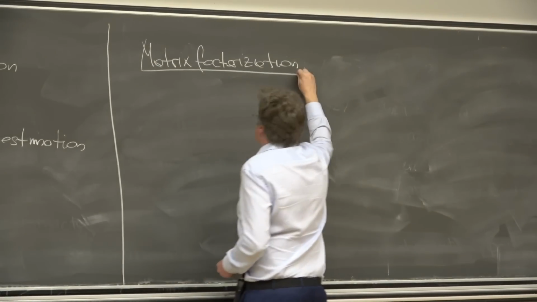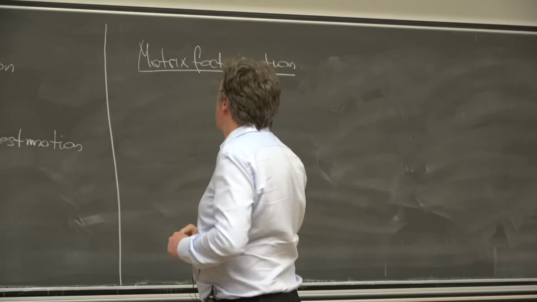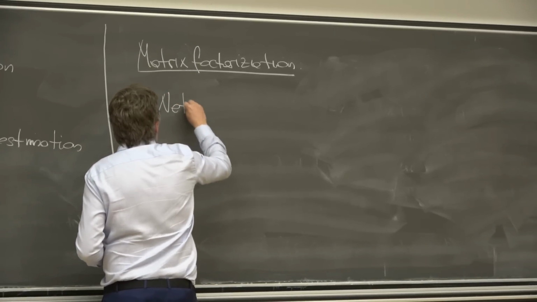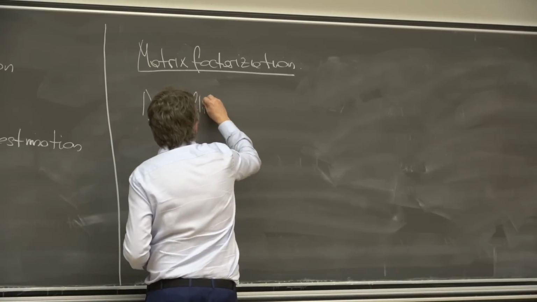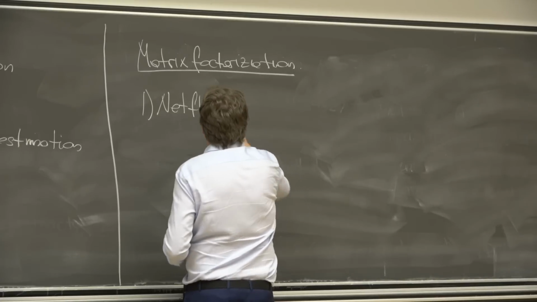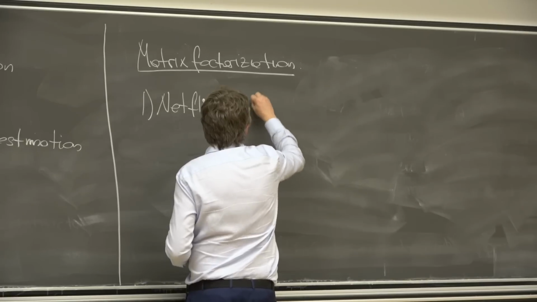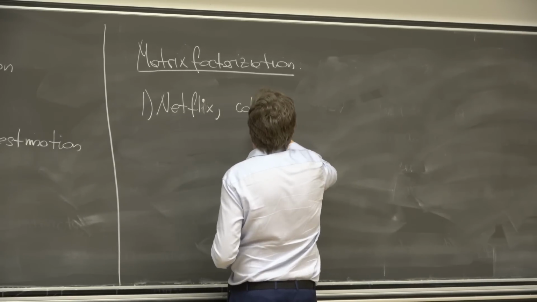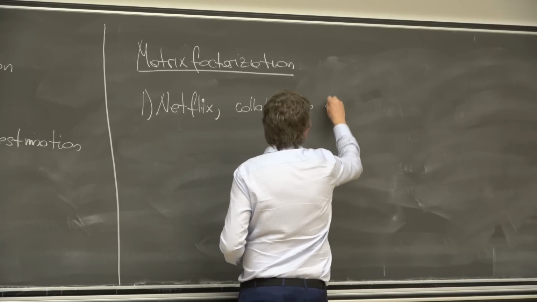And again, there are many names around, and depending on how you apply it, there are many names. So let's give the first example, which is something that became famous when Netflix ran a competition, and it also has many other names. It's sometimes called the Netflix prize, or sometimes it's also called collaborative filtering.